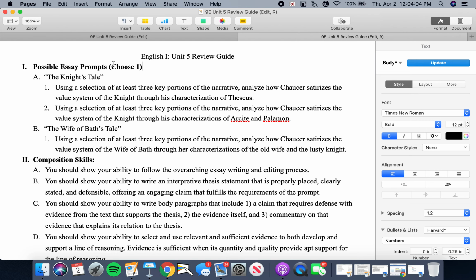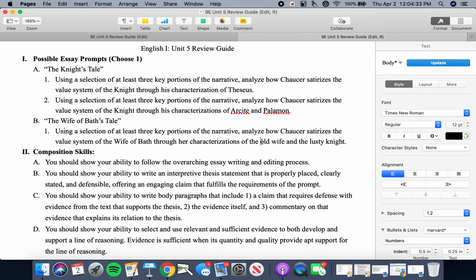If you're in the regular course, then you get to focus your entire preparation around one of these prompts. You can talk about the characterization of Theseus and how it satirizes the value system of the knight. You can talk about the characterization of Arcite and Palamon and how it satirizes the value system of the knight. Or you can talk about the characterizations of the old wife and the lusty knight as they satirize and illustrate the value system of the Wife of Bath. But unlike the honors students, you do not have to prepare for all 3. You just need to prepare for 1.